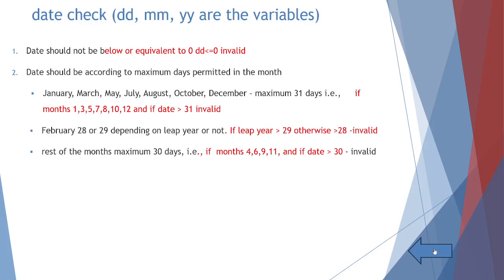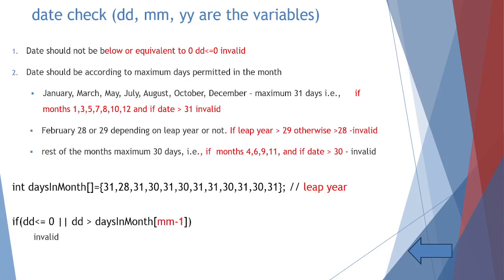Now, first 2 points, we write a program, date check. Let's assume we have taken 3 variables: DD is storing the date, MM is storing the month, YY is storing the year. Now, the date should not be below or equivalent to 0, and the second one, which we have discussed, according to that, instead of writing these many if statements, if leap year, if this, we can take an array.